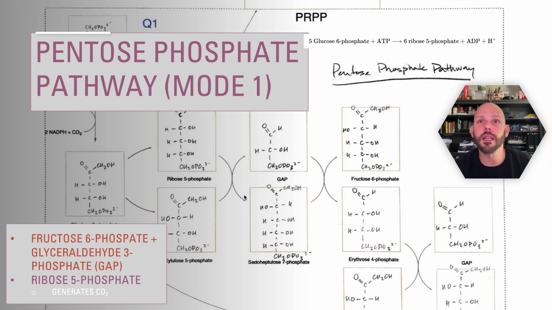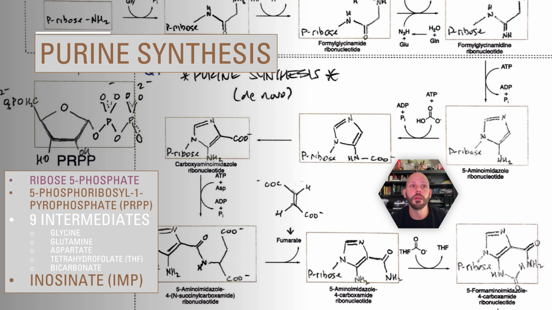But the next step would be to take the ribose 5-phosphate, convert it to PRPP, and use it in purine synthesis, which is a complex pathway with 9 intermediates, which you can see here that we've drawn out. But I think something that stands out is that it requires several amino acids, THF and bicarbonate, before we can take our PRPP and generate inosinate, which is going to be the precursor to our nucleotide.